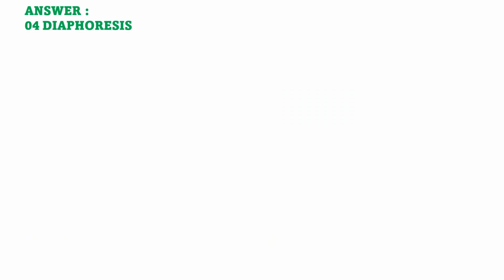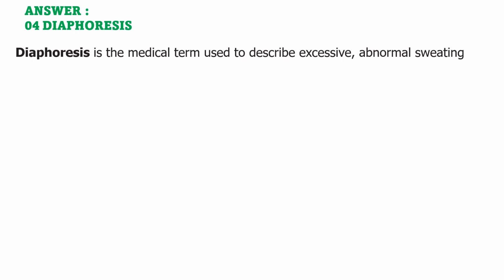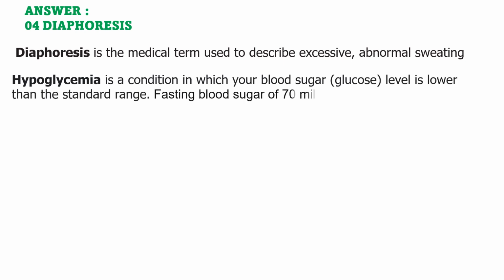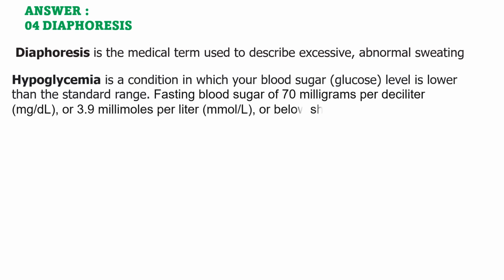So what is diaphoresis? It is a medical term used to describe excessive or abnormal sweating. And now we know that diaphoresis is one of the most common symptoms of hypoglycemia. What is hypoglycemia? It is a condition where the blood sugar level is lower than the standard range or the normal range. If the fasting blood sugar is less than 70 mg per dl or 3.9 millimoles per liter, then it is a red alert for the healthcare workers. It means that they have to take an immediate action for their patient.